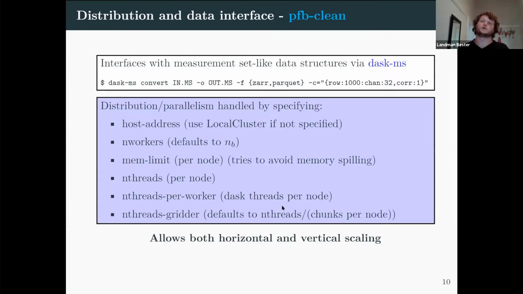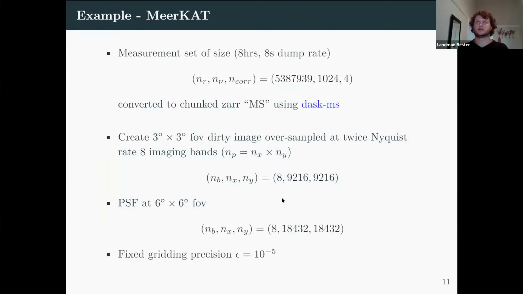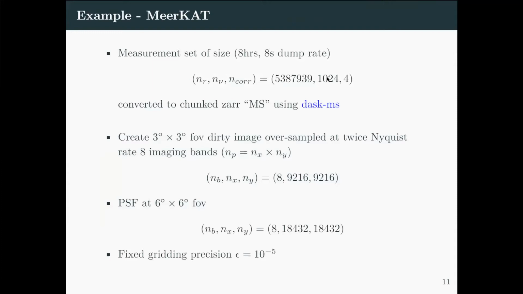And this allows for both horizontal and vertical scaling that I think is probably best illustrated with an example. So here I've taken a typical MeerKAT measurement set. It's an 8 hour observation with 8-second dump rate. It's about 5 million rows, 1,000 channels, four correlations. And I'm creating a 3-degree by 3-degree dirty image sampled at twice the Nyquist rate with 8 imaging bands. And so I get an image size of about this size. The PSF is twice that size. And I fix the gridding precision to about 10 to the minus 5.